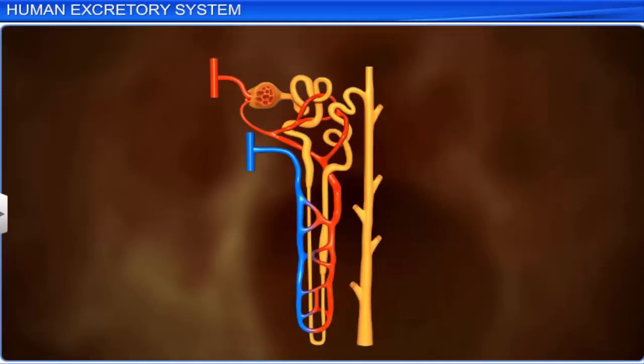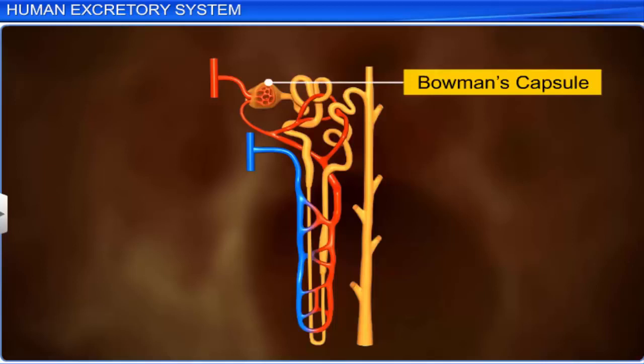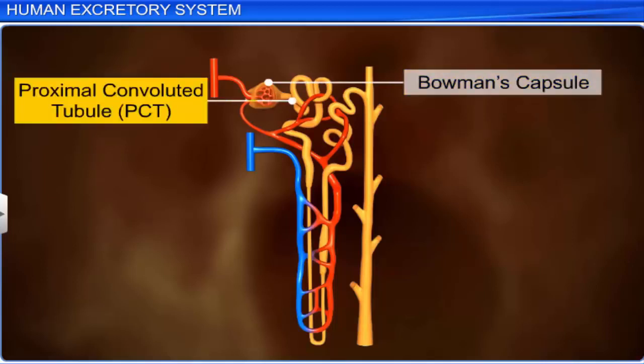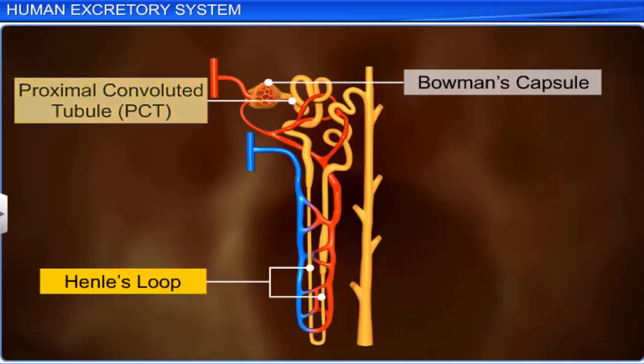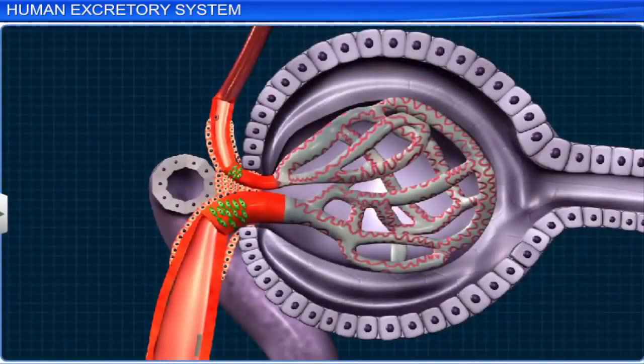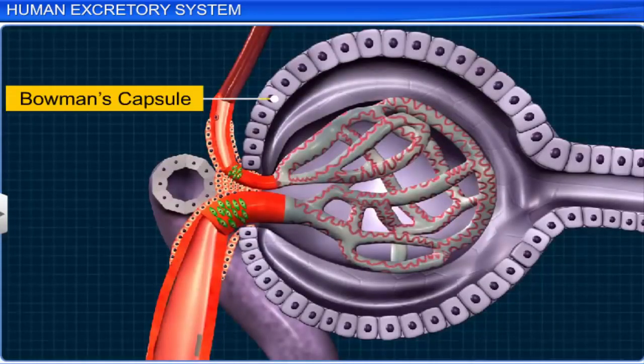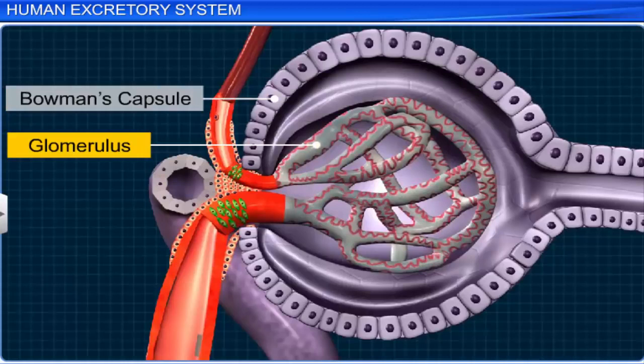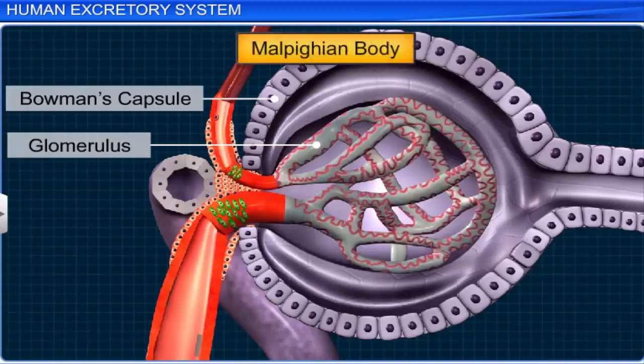The renal tubule begins with the Bowman's capsule and consists of the proximal convoluted tubule or PCT, Henle's loop, and the distal convoluted tubule or DCT. The Bowman's capsule is a double-walled funnel-shaped structure that encloses the glomerulus. It collects the glomerular filtrate. The Bowman's capsule, together with the glomerulus, is called the Malpighian body or renal corpuscle.